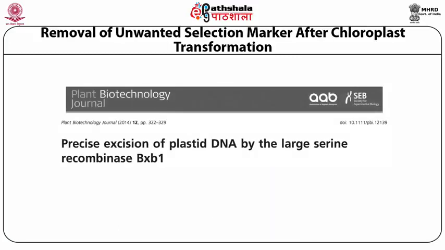Once you have done the chloroplast transformation, it is important that you take out the antibiotic selection marker, which may not be needed anymore. Here we have shown the strategy of how precise excision of plastid DNA can take place by recombinase enzymes. This is the methodology we have reported, which students can go into in detail if they are interested to know how to remove the unwanted gene from the chloroplast.